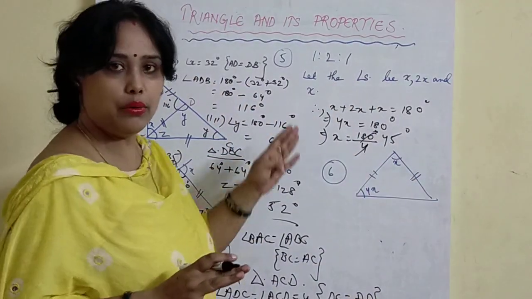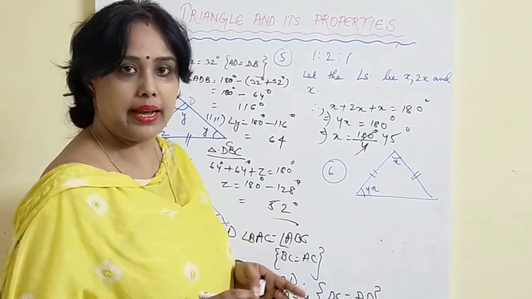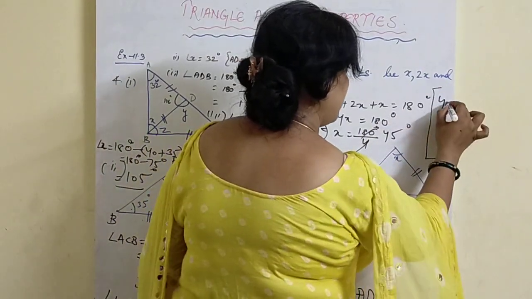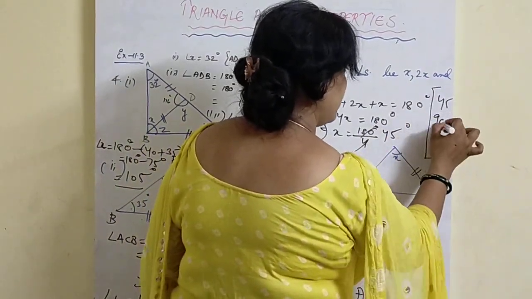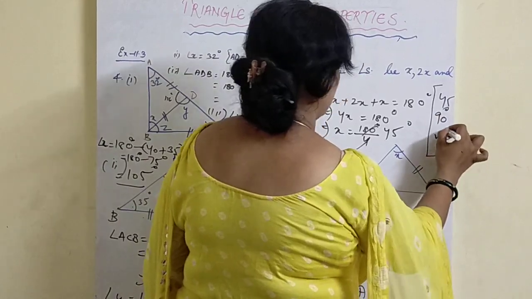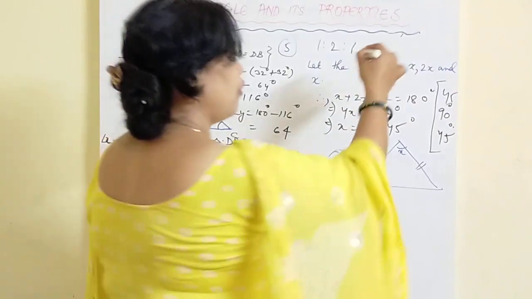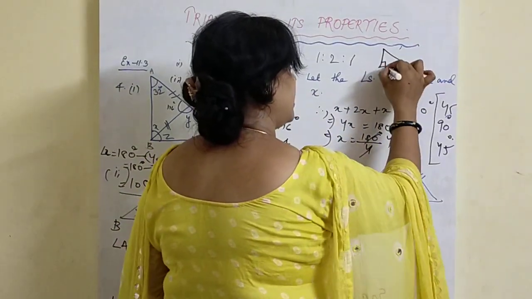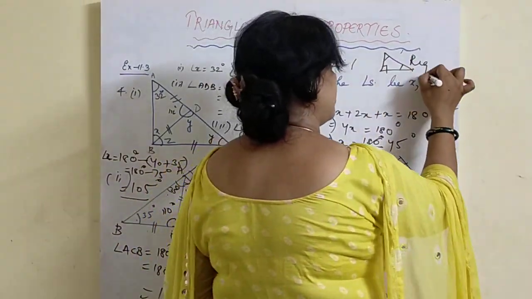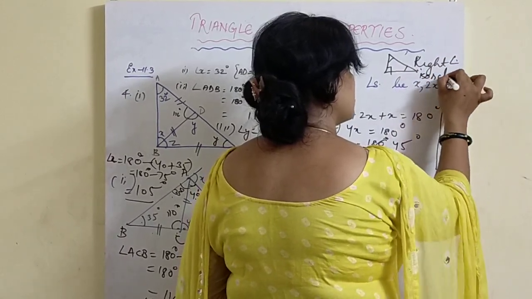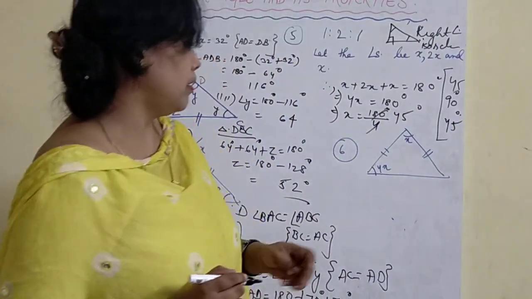So we have to find here, you will not stop at finding out x, you have to find out the angles. So therefore the angles are, you will write 45 degree, 2 into 45, 90 degree and 45 degree. Now you can very well see that if you draw this triangle, you will get 90, 45, 45. So it is a right angle isosceles triangle.